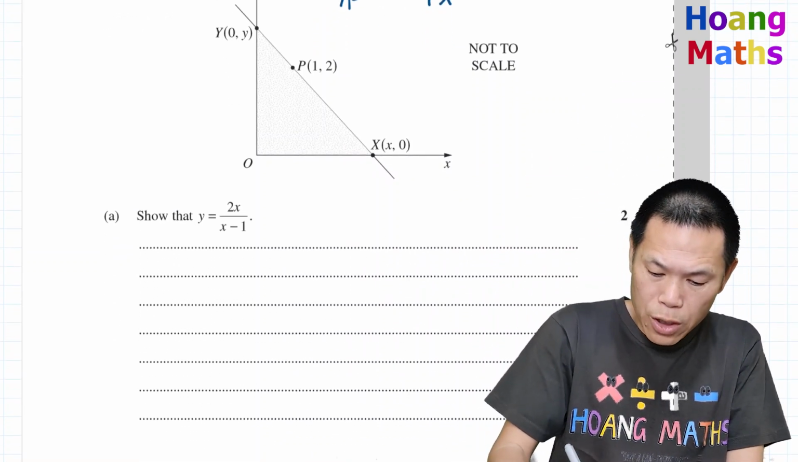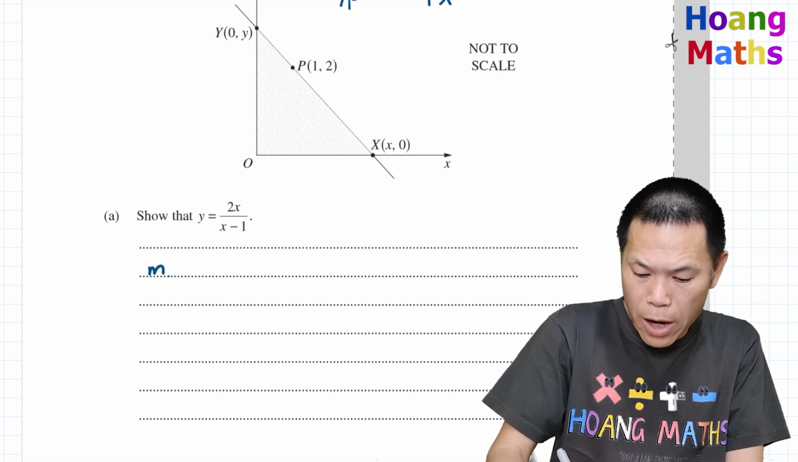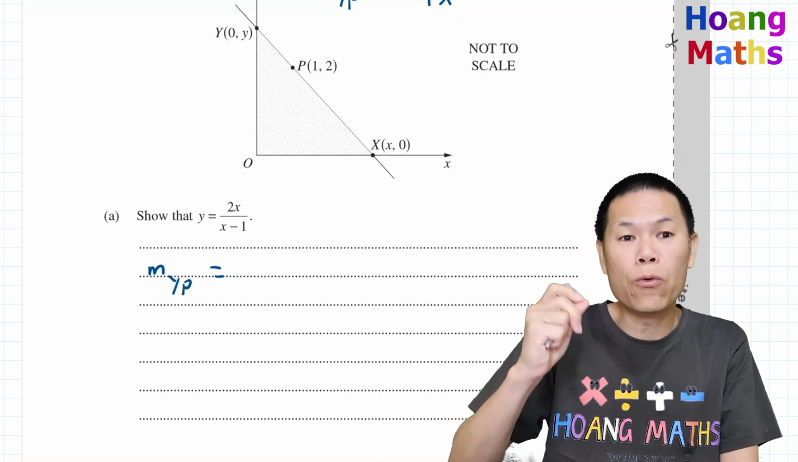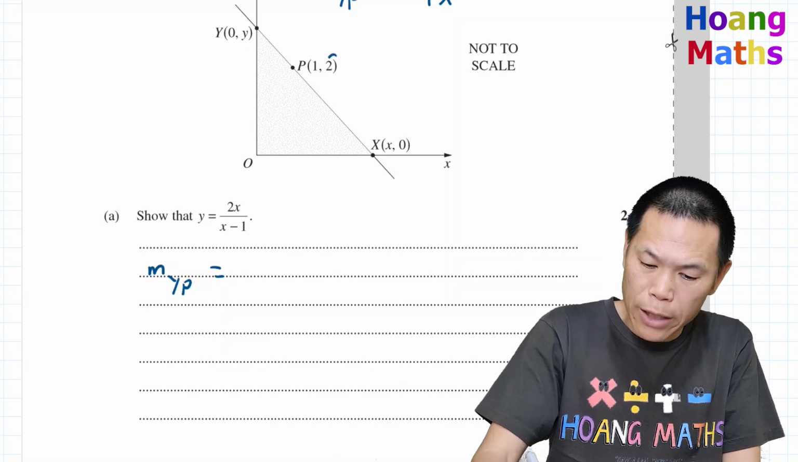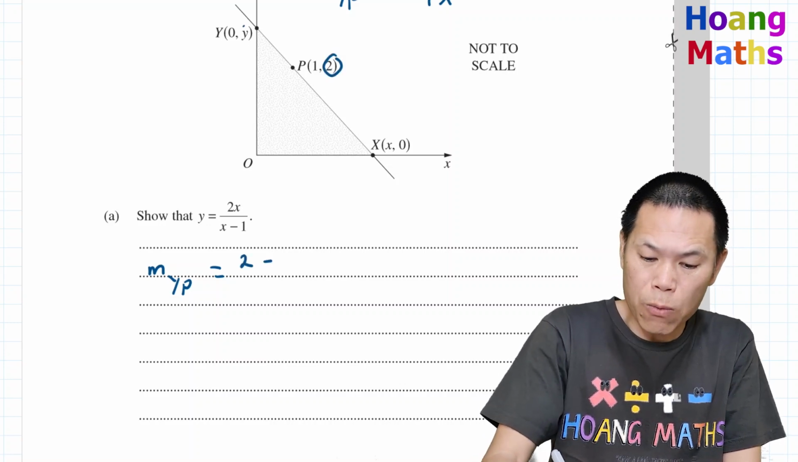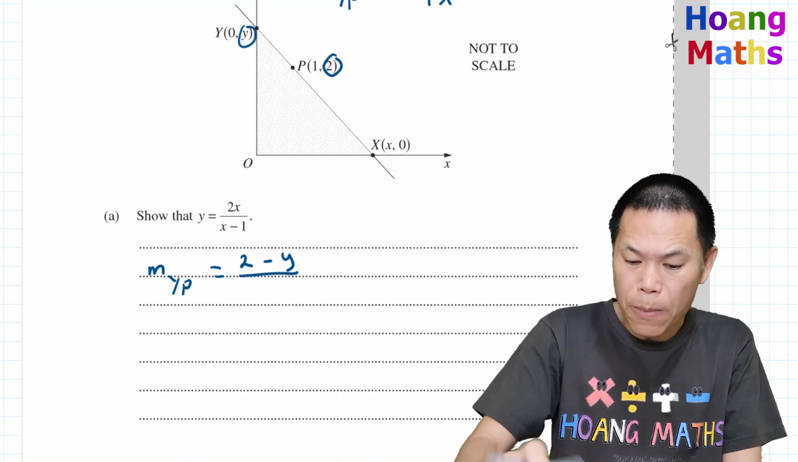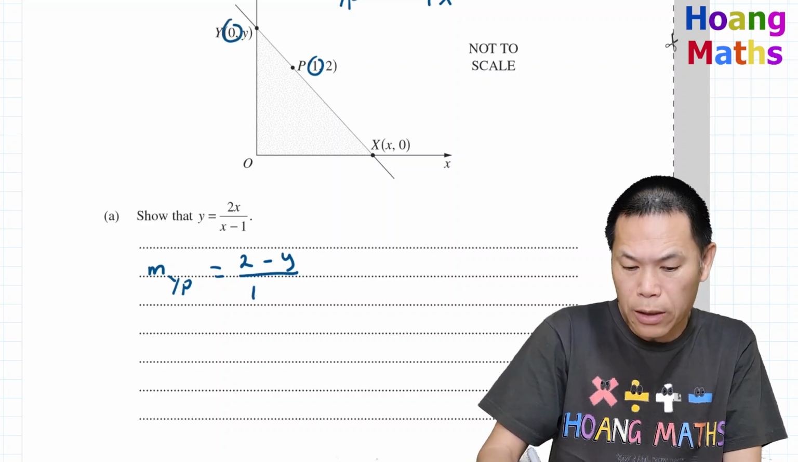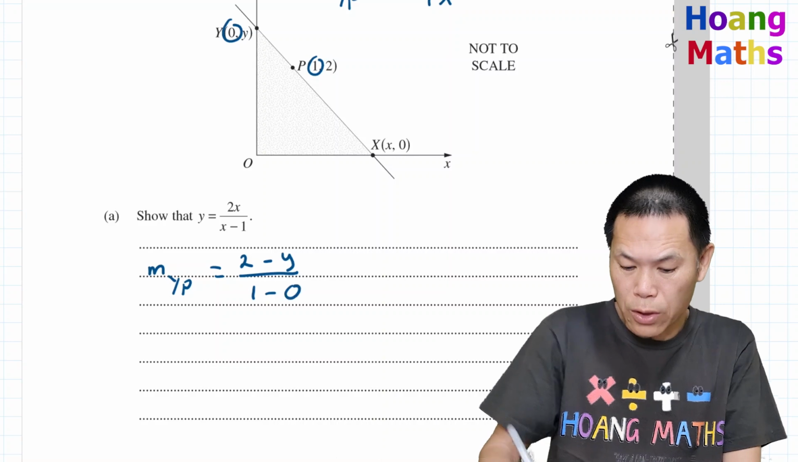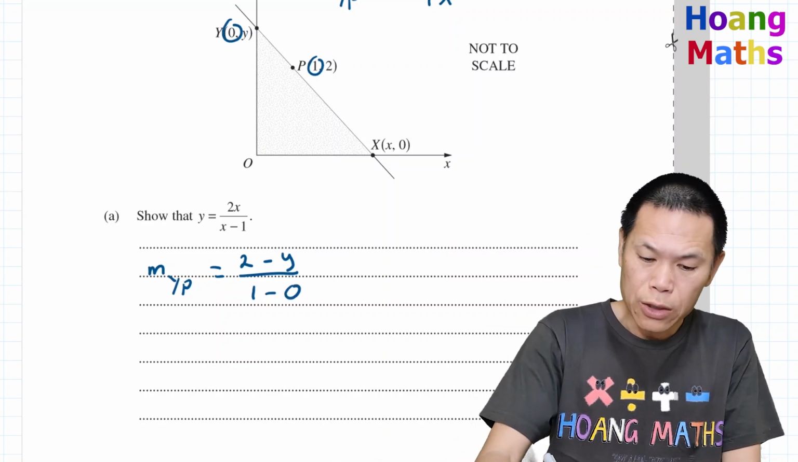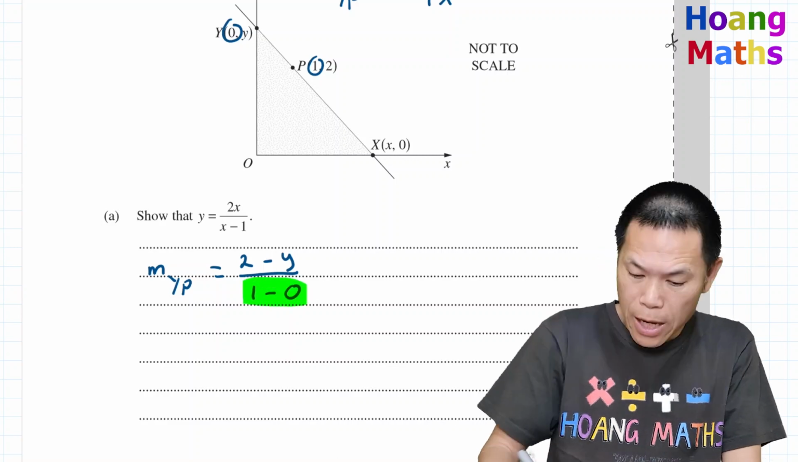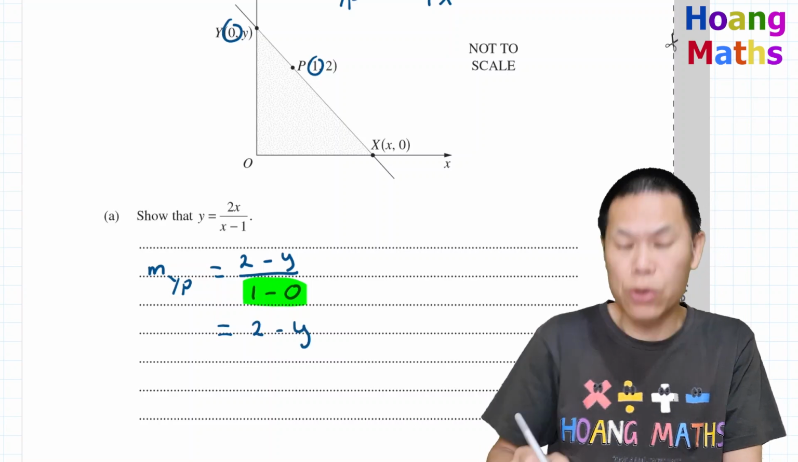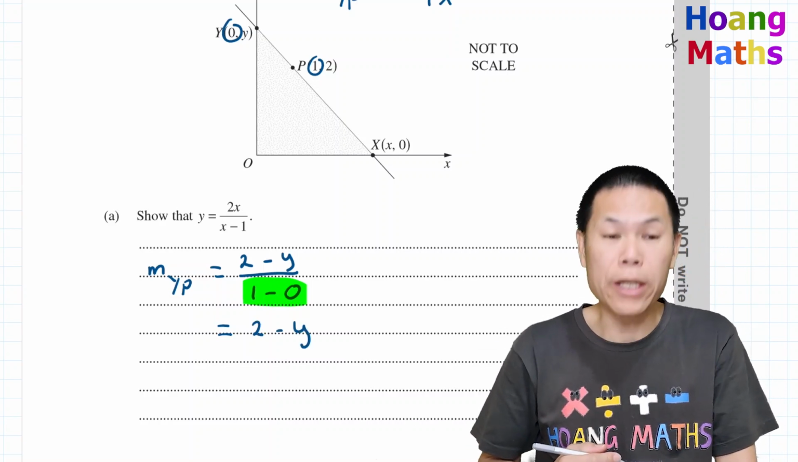So first of all, we know that the gradient of YP is y2 minus y1 over x2 minus x1. So this is y2, so that is 2, minus y1, so that is y, over x2 minus x1. So that means x2 is 1, x1 is 0. So there you go. So I just simplify this. So this is equal to 1, and then 2 minus y. We can't simplify that. So 2 minus y over 1 is 2 minus y. So that's for gradient YP.